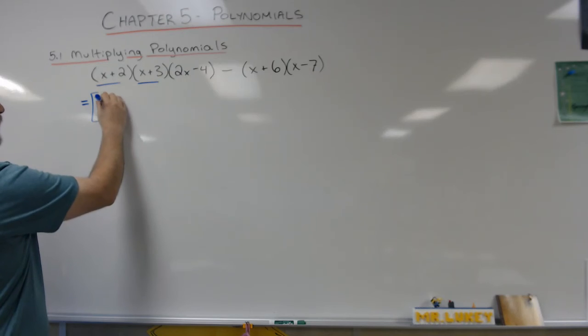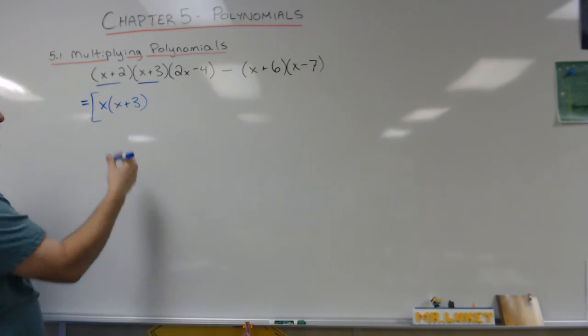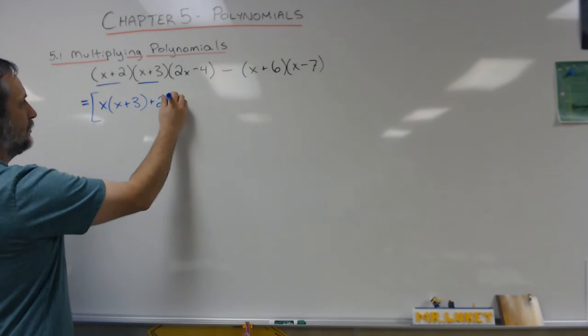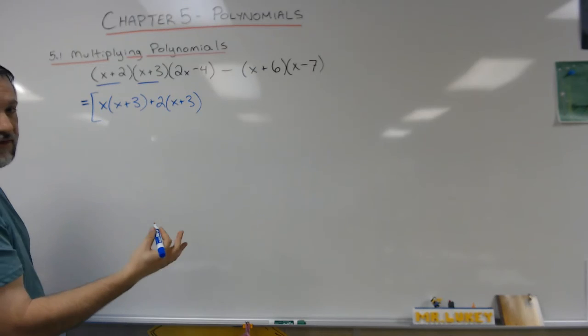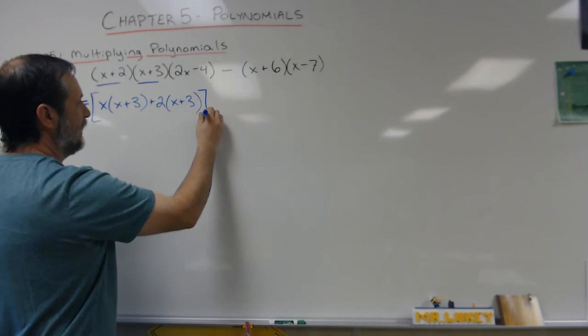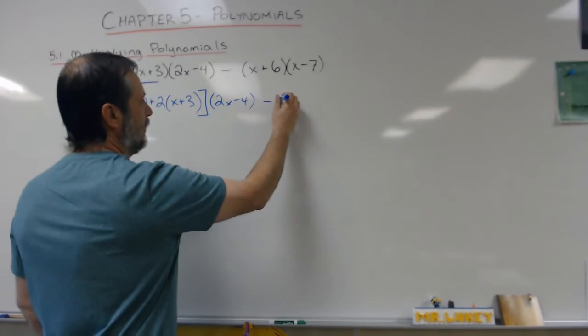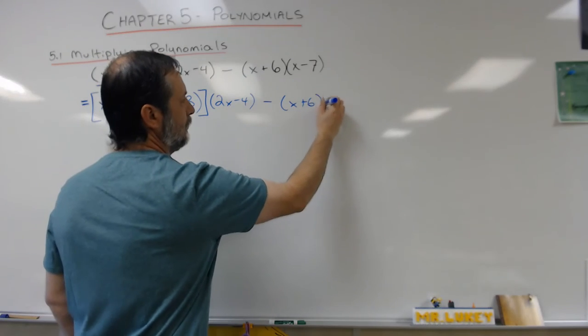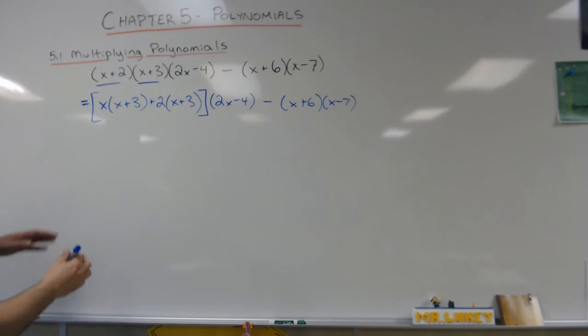So this is going to turn into I have to take the x times the x plus 3, and now I also have to take the 2 times x plus 3. I have to find all of that answer, and I still have to multiply it through the 2x minus 4. And just for carry through, that's going to stick with me. Okay, so now I can work through this.